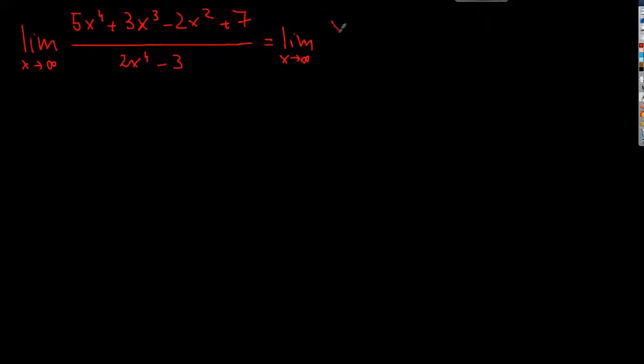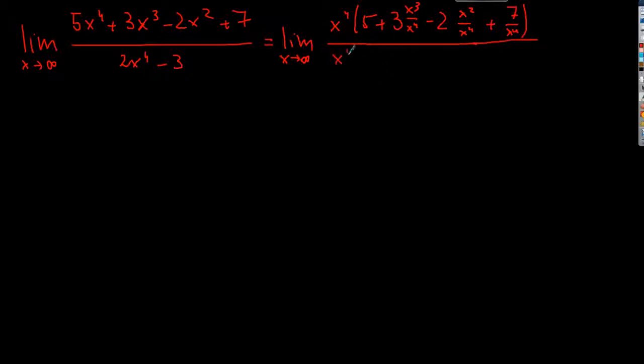limit where x approaches infinity of x on power 4 of 5 plus 3x cubed divided by x4, minus 2x squared divided by x4, plus 7 divided by x4, and we have x4 also here, and we have 2 minus 3 divided by x in power 4. And as we know, as x is approaching infinity, all these terms that have a greater power of x in the denominator cancel out.